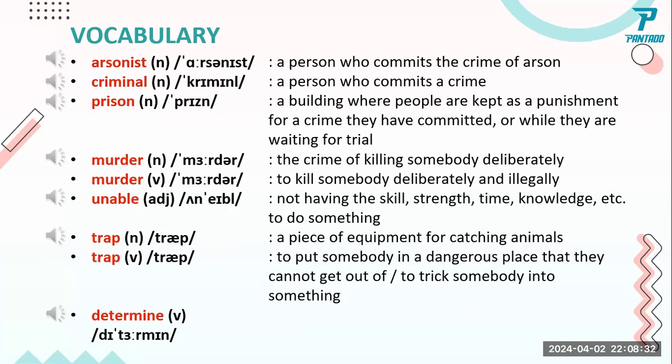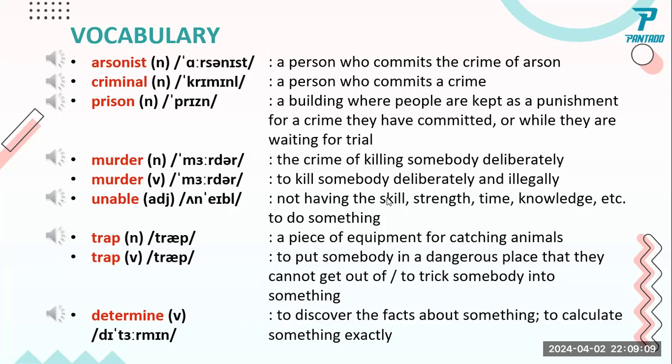So we have arsonist, people who commit the crime of arson. A person who commits a crime. A building where people are kept as punishment for a crime they have committed or while they are waiting for the trials. The crime of killing somebody deliberately and illegally. Not having the skill, strength, time, knowledge to do something. Trap, it means a piece of equipment for catching animals. Trap, you are going to trap. Determine, to discover the fact about something.